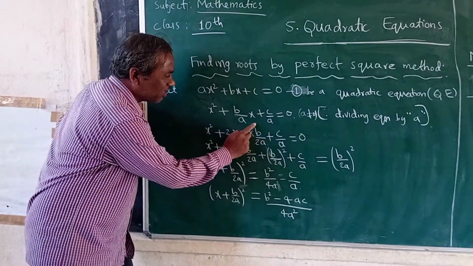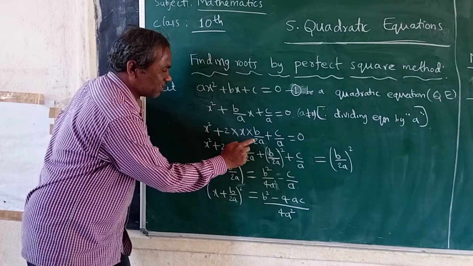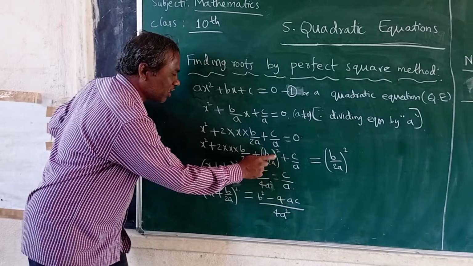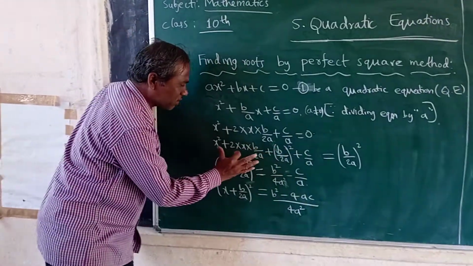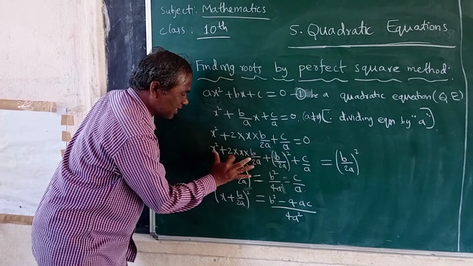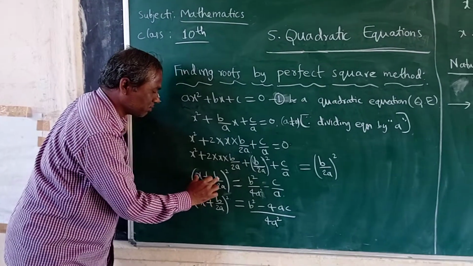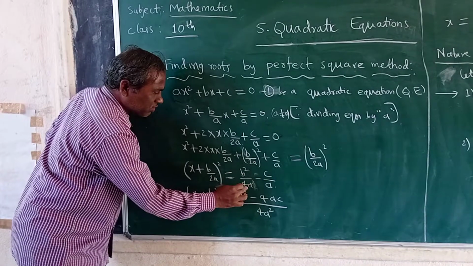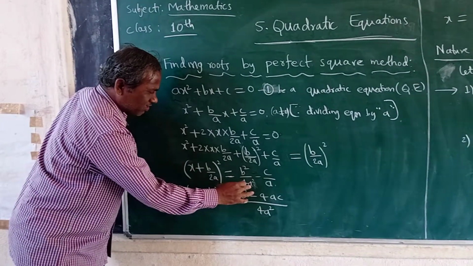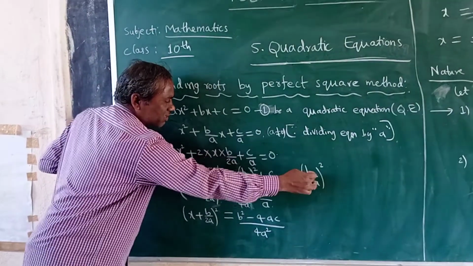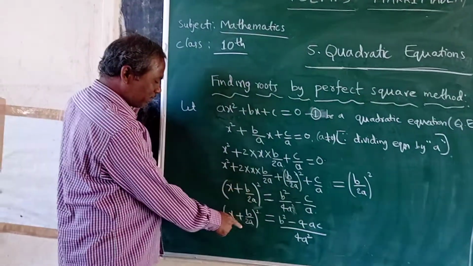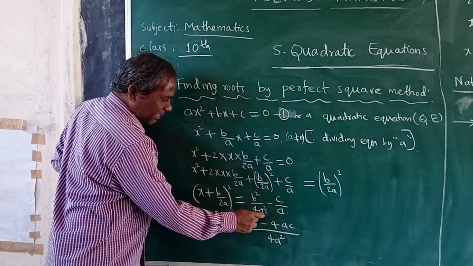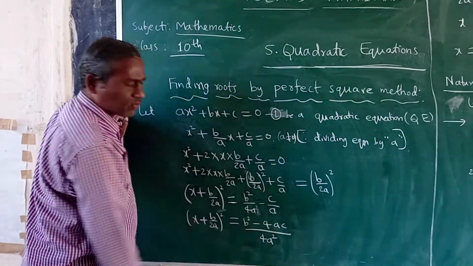I am adding the square of b by 2a on both sides. So I am getting this part as a plus b whole square, where a means x and b means b by 2a. So x plus b by 2a whole square equals b square by 4a square. If c by a goes that side, it will be minus c by a. Now x plus b by 2a whole square will be, by taking LCM, b square minus 4ac by 4a square.